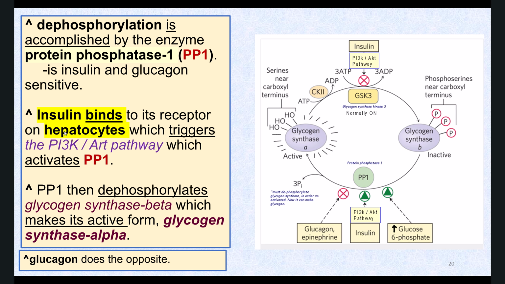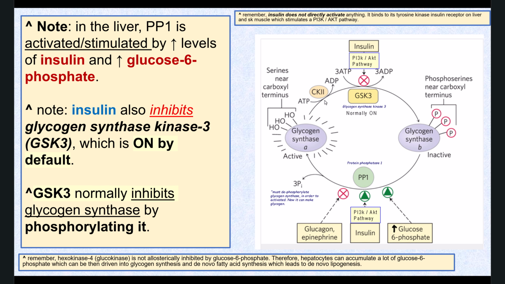So everything we said: insulin binds to its receptor in hepatocytes, triggers the PI3K AKT pathway, and that activates our friend PP1. PP1 then dephosphorylates the glycogen synthase, which is the inactive form, takes these phosphates off, and that becomes activated. Cool.